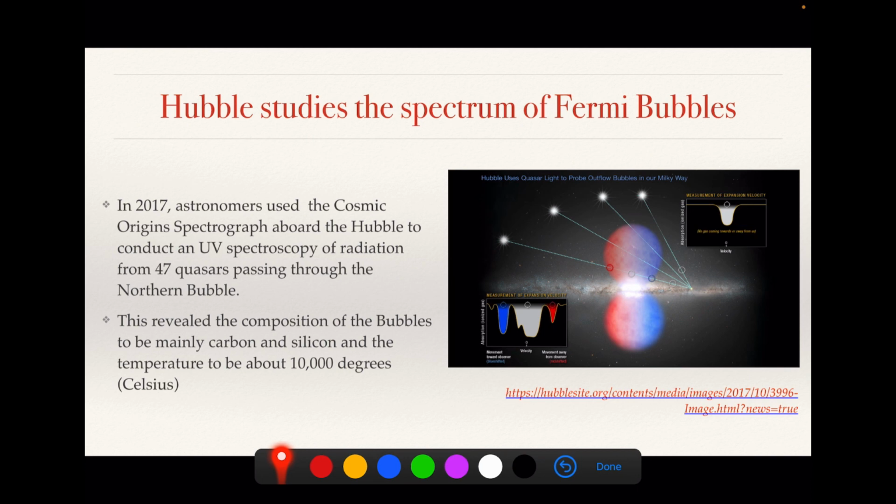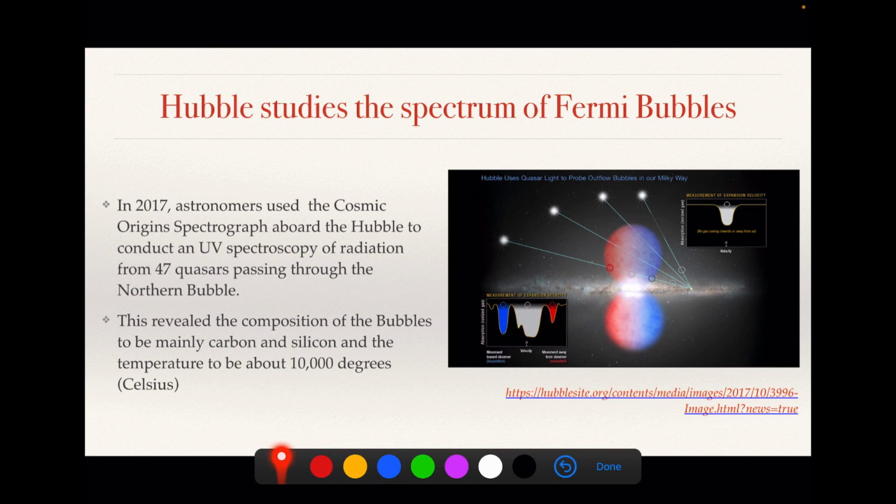This spectroscopy also revealed that the particles inside the Fermi bubbles travel at thousands of kilometers per second, and the bubbles have approximately 2 million solar masses in them. Also, these bubbles are estimated to be about 6 million years old, which is when astronomers estimate that there was a huge inflow of interstellar or stellar matter into the supermassive black hole at the center, and the black hole released this jet outflow that caused the Fermi bubbles.